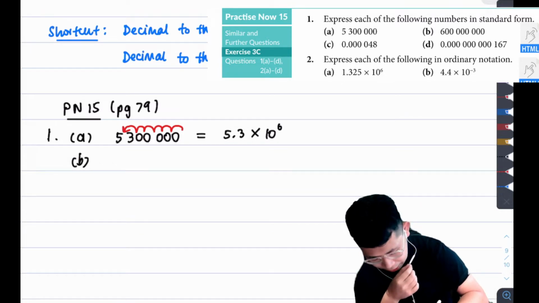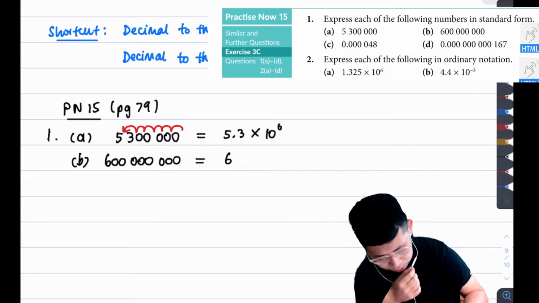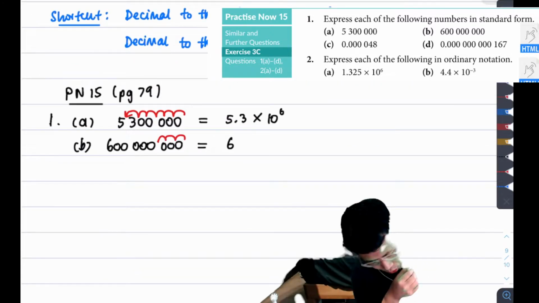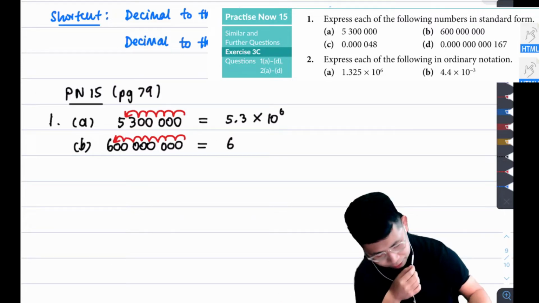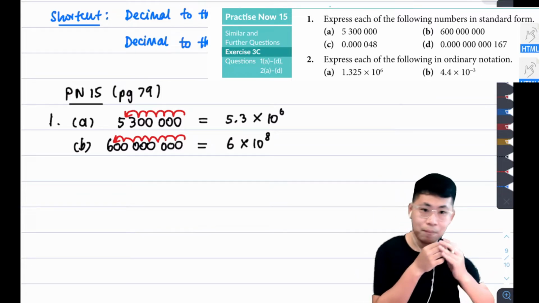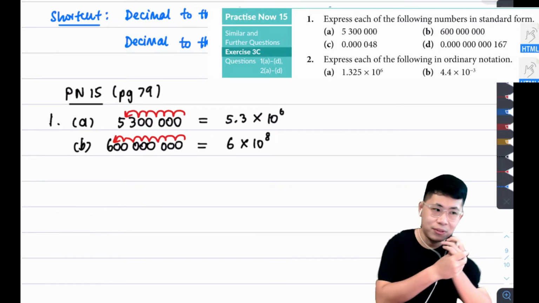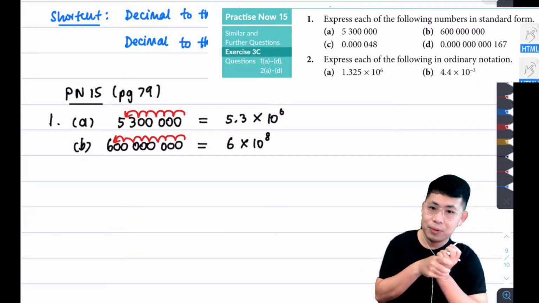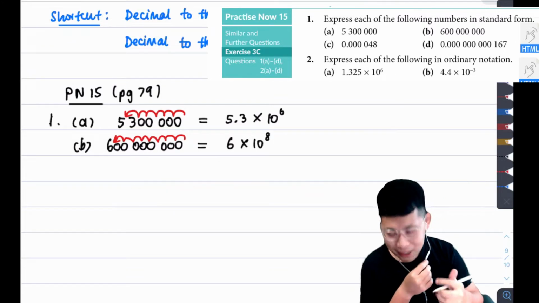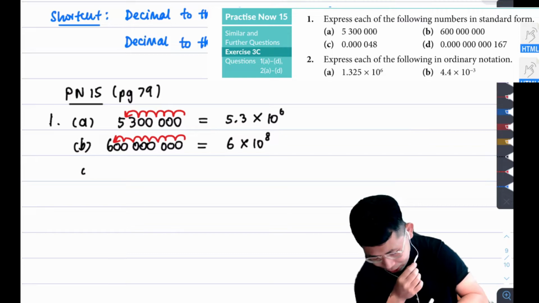For B, I have 600 million. So I'm going to have a 6 now, and then 1, 2, 3, 4, 5, 6, 7, 8. Alright, so this would be times 10 to the power of 8, like that. Okay, and then especially in science, we will be using a lot of standard form, really. When it comes to chemistry, when it comes to physics, there's a lot of standard form. So you may want to learn well so that you are able to understand and make sense of the numbers there.